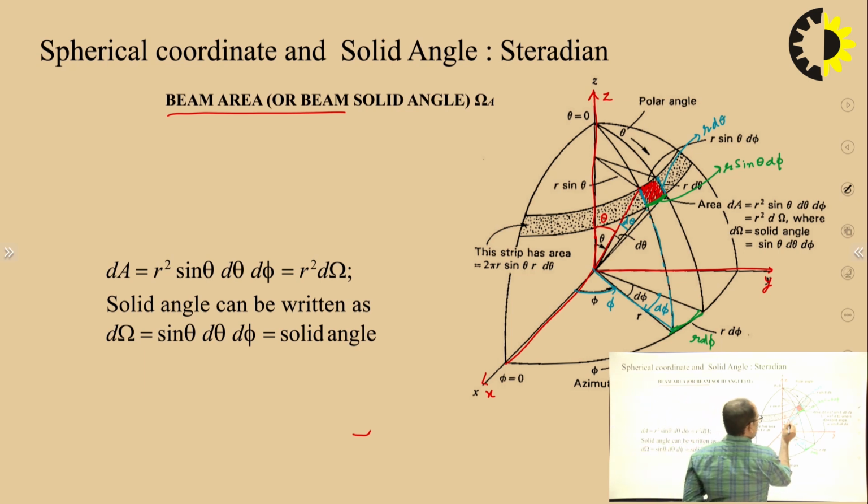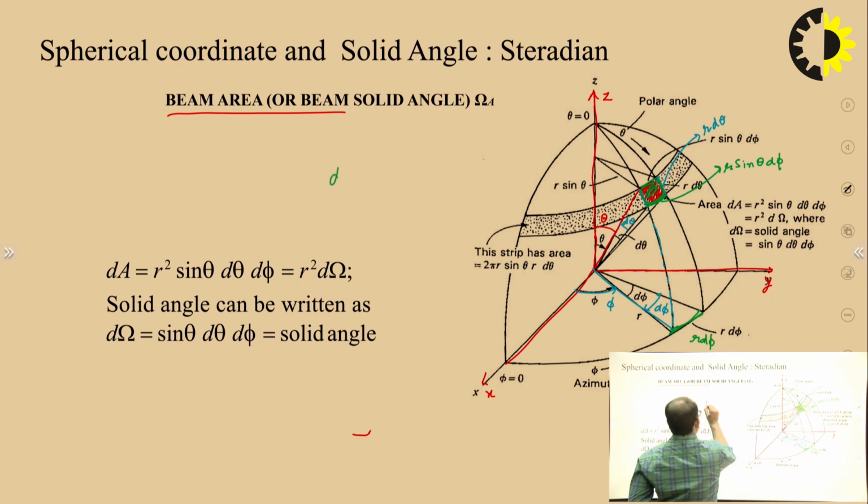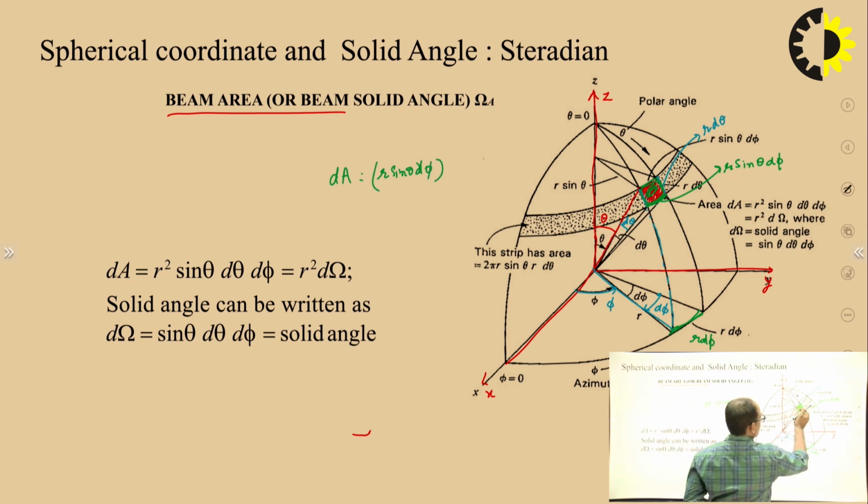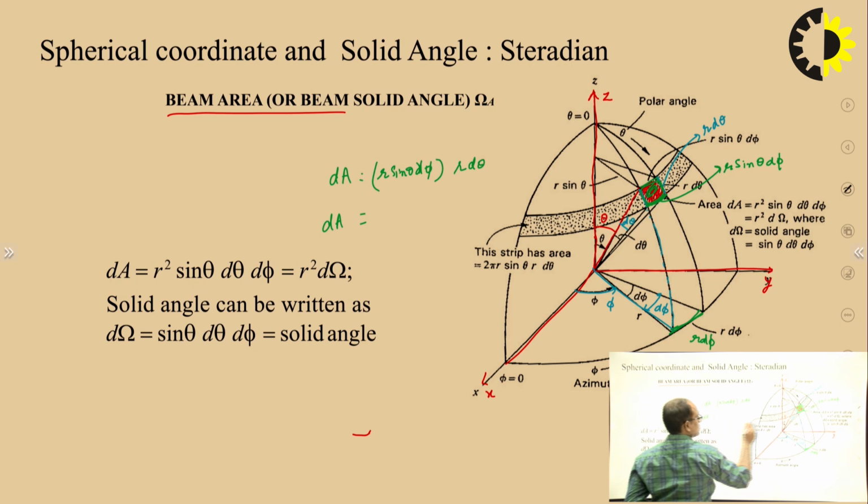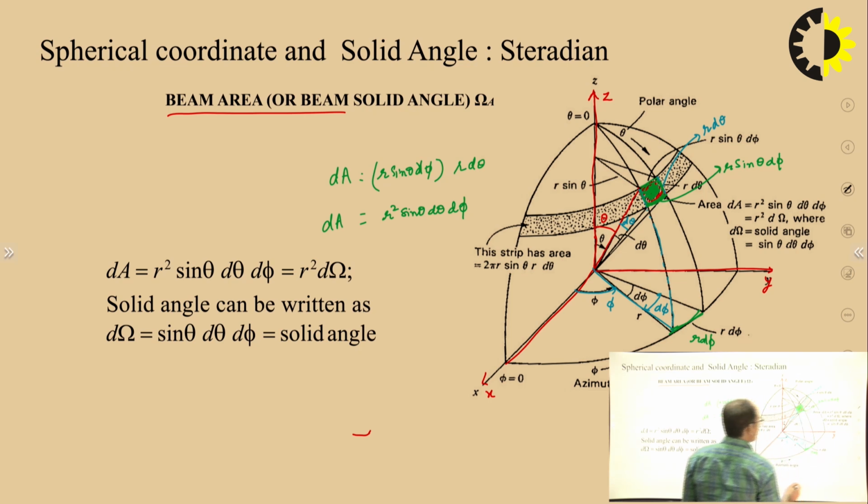Clear? So the area which it covers will be equal to what? The area which it covers is equal to r sin theta d phi. Let's say take this as a rectangle, length into breadth: r sin theta d phi, multiplied by r d theta. So you will see that this differential area, which is covered by this solid angle, and this solid angle consists of both phi and theta, covers the area of r square sin theta d theta d phi. Clear?